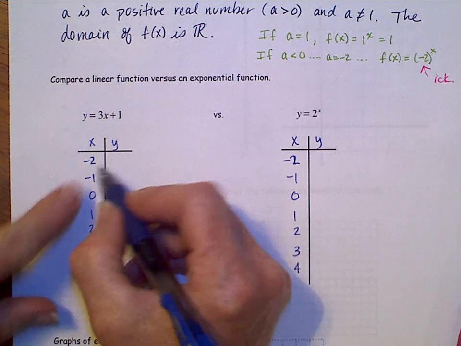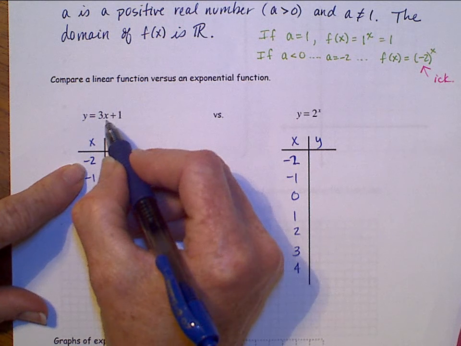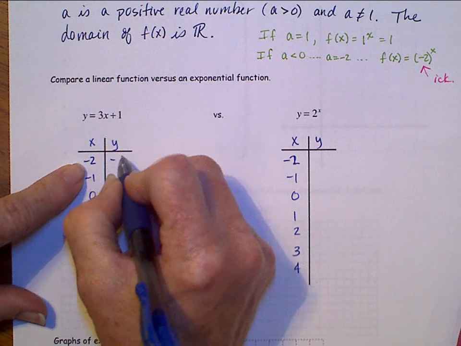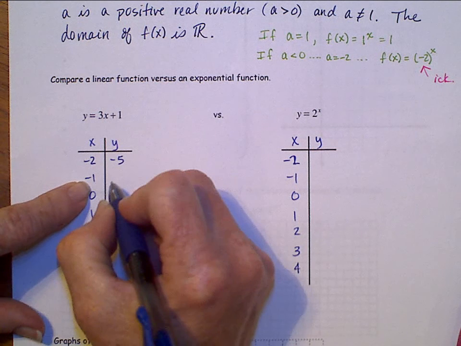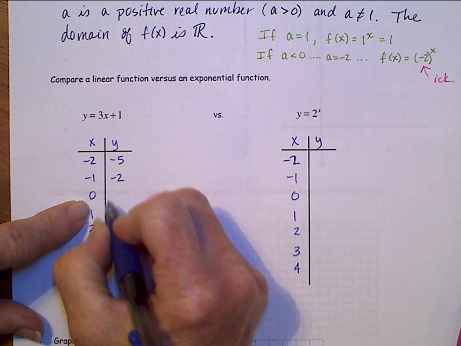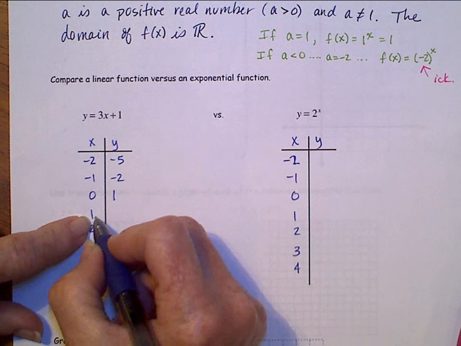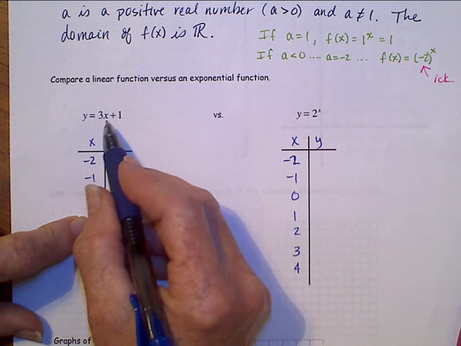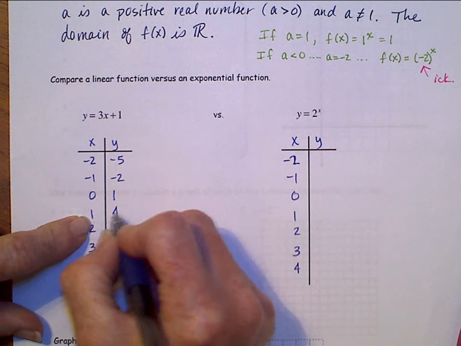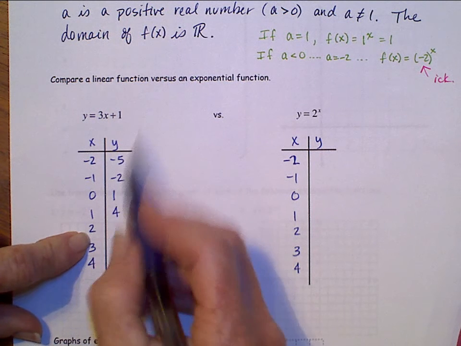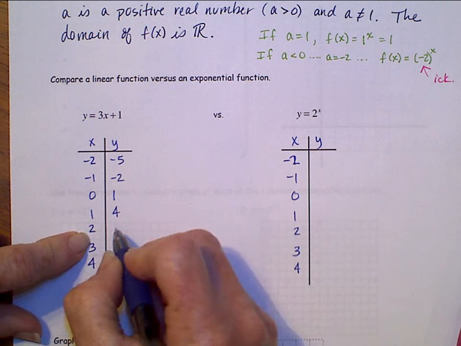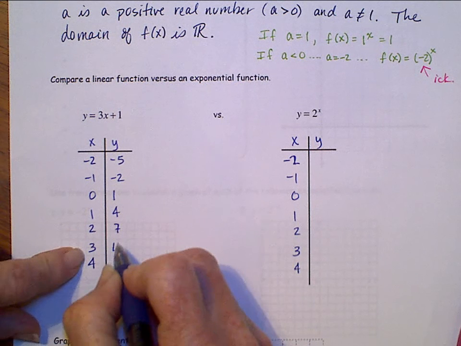So putting a -2 in here, that's going to be a -6 plus 1, so -5. -3 plus 1 is -2. 0 is going to be 1. 1 will be 4. Oh, are you seeing the pattern here so we don't have to keep plugging back in? Just add 3, yes? So this would be 7, 10, and 13.